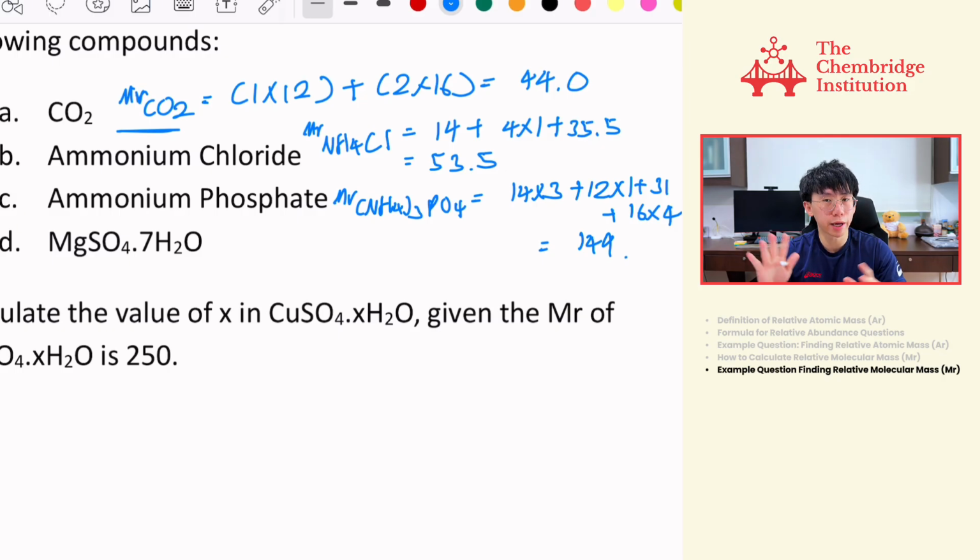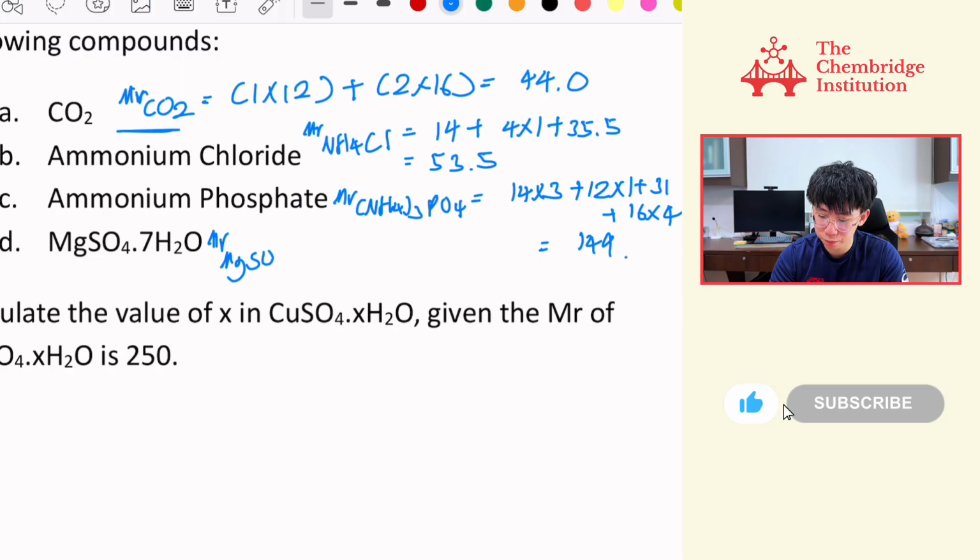Sometimes you will get formulas of hydrated salts. For example, they have an H2O at the back, like hydrated magnesium sulfate, so it's MgSO4.7H2O. To find the molecular mass of such compounds, it is the same way. You just tabulate all the atoms and then you just multiply it by their relative atomic masses. So for this one over here, just rewrite the formula.